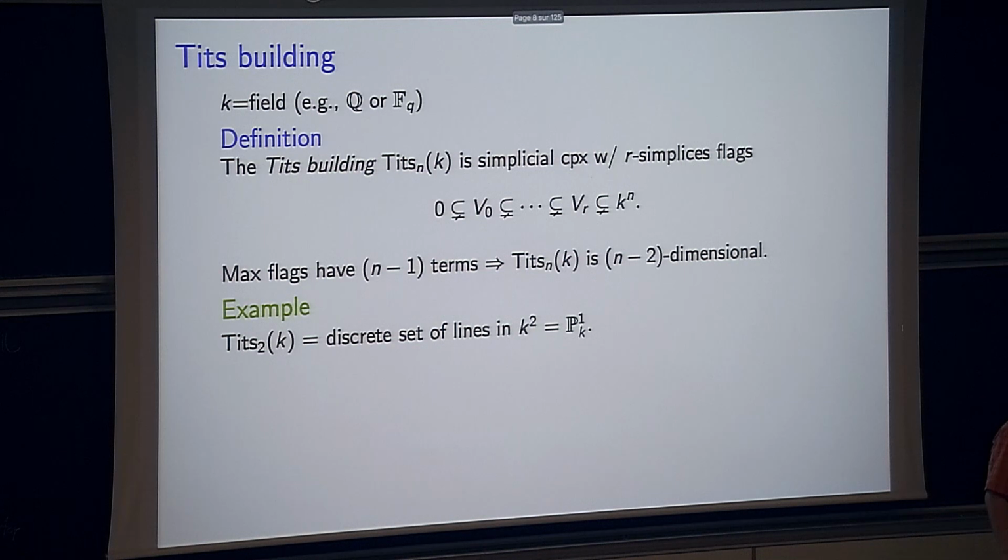Let's think about some very special cases, to see what kind of space this is. The easiest case, n equals 1, is just the empty set. There are no non-zero proper subspaces of K^1. The first interesting case is n equals 2. For Tits sub 2 of K, all we have are lines inside K^2. There are no containment relations; we don't have any planes in K^2. So this is a discrete set of lines in K^2, and we have a name for that. That's just the discrete set projective space P^1 of K.